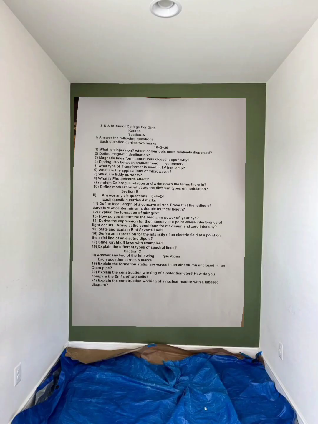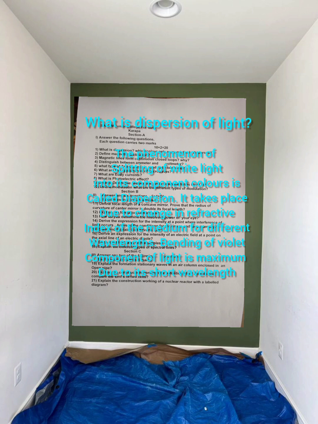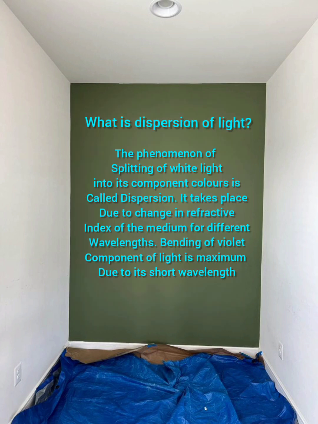Answers. 1. The phenomenon of splitting of light into its component colors is known as dispersion of light. Dispersion takes place due to the change in refractive index of the medium for different wavelengths. Bending of violet component of white light is the most, as it has the shortest wavelength.